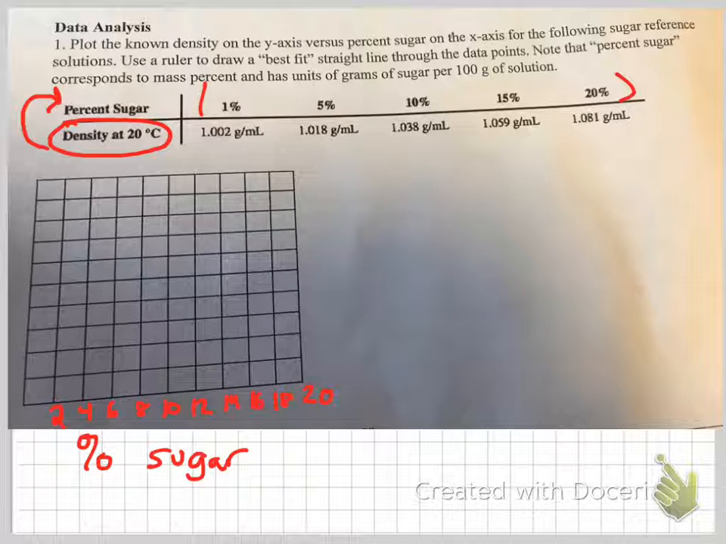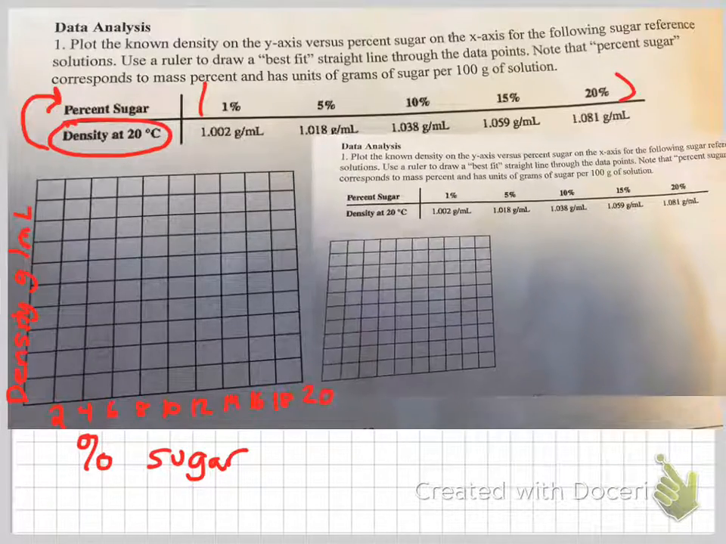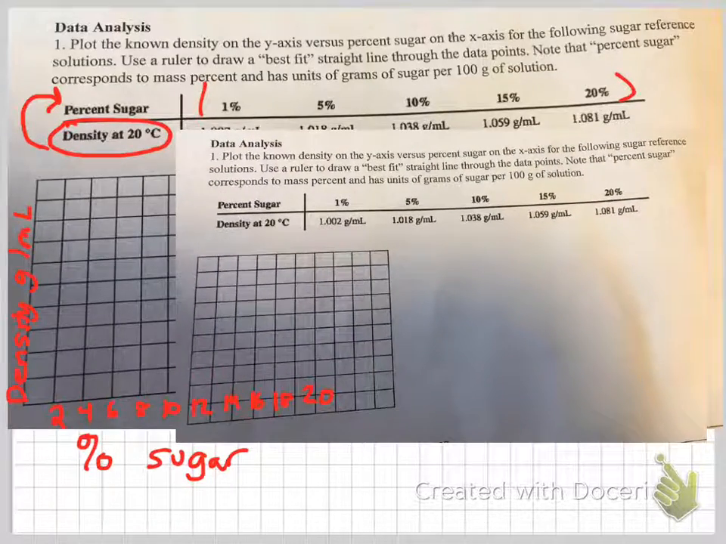Over on the side, we're going to have our density, and the density is going to be grams per milliliter. We're going to have to add another table so I can make it more clear for you, and we will just overlap it right here.